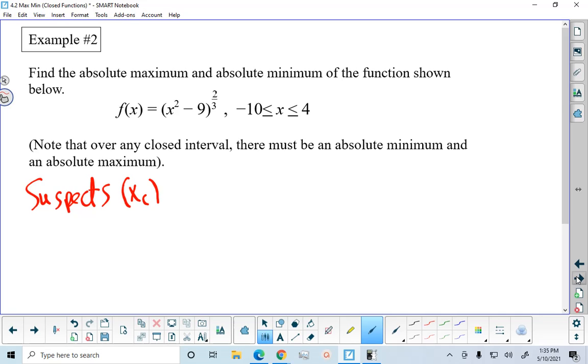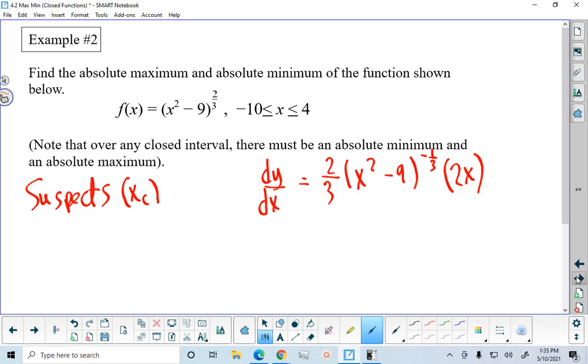So let's find the derivative. dy dx is found by wrapping that 2/3 around the base, which stays the same, dropping 1 from the exponent, and then multiplying by the derivative of what's inside. I'm going to simplify that so that we can talk about the critical values of x. I'm going to write this as 4x on the top, and then x squared minus 9 to the 3rd on the bottom, and there's a 3 on the bottom as well. Any questions with getting the derivative?